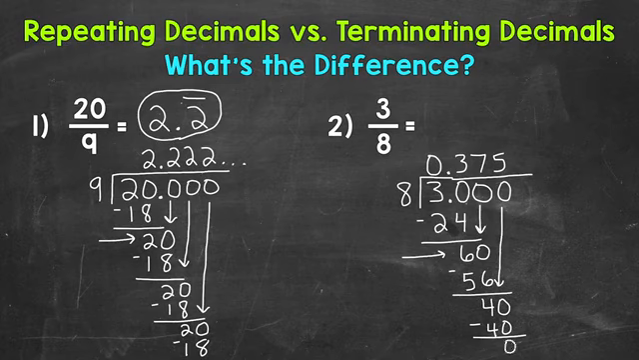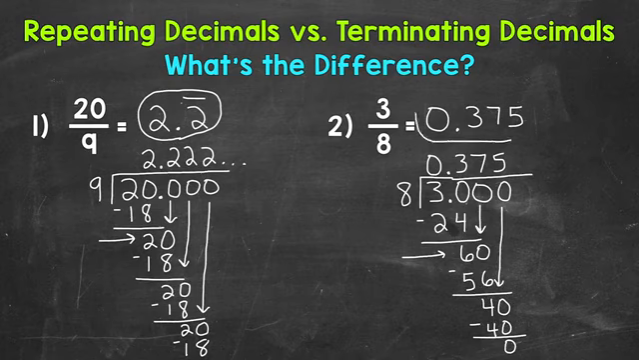So our final answer is 0.375, 375 thousandths. So that is our final answer, and it is a terminating decimal. We get that clean-cut 0 that shows us that we are done and the decimal has ended.